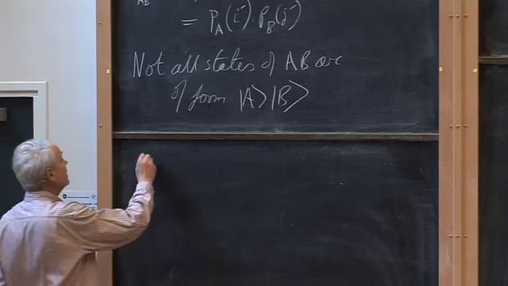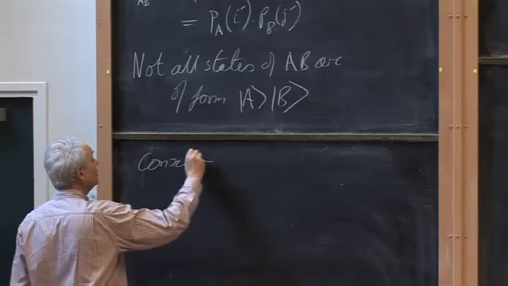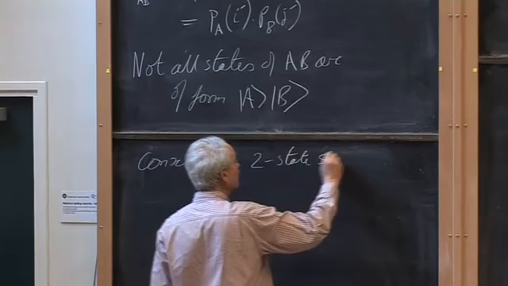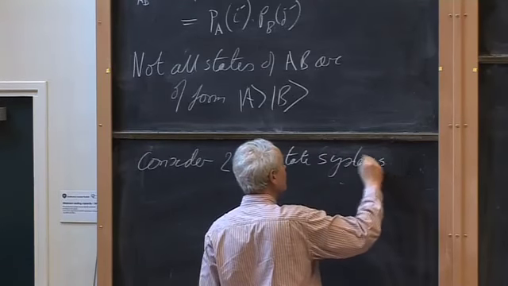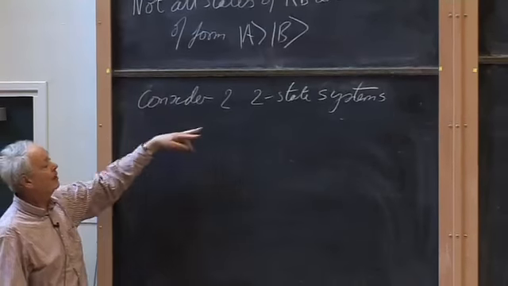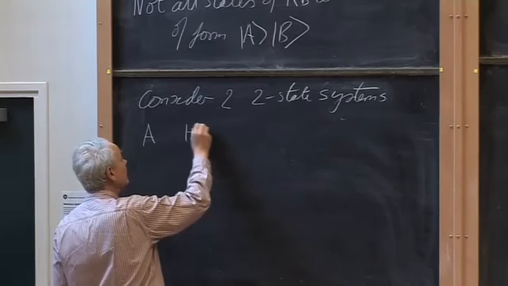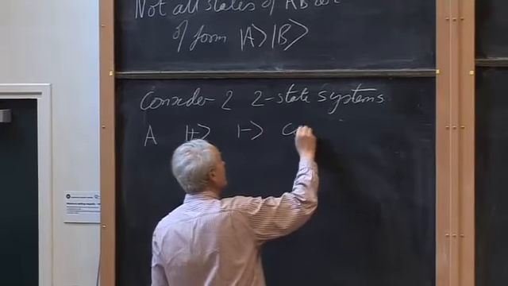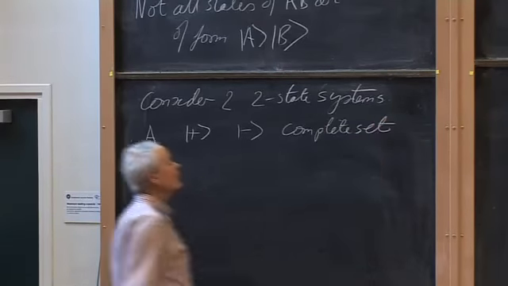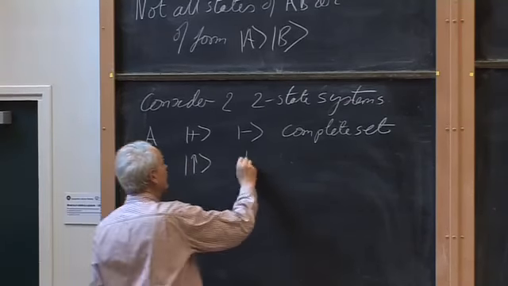So for example, consider two-state systems. We're going to do a concrete example to illustrate this general and very fundamental principle. A is going to have states plus and minus. These are a complete set. So we're considering the simplest non-trivial example. And B is going to have the states up and down.